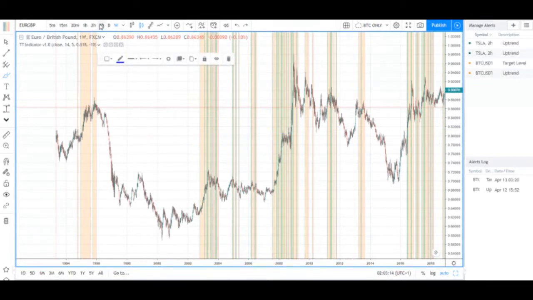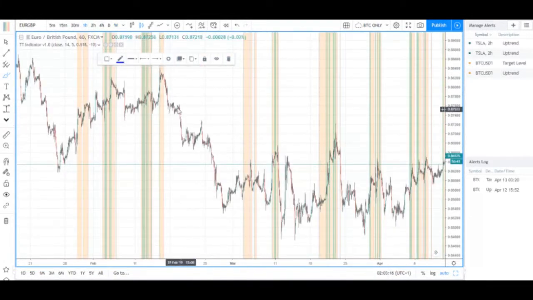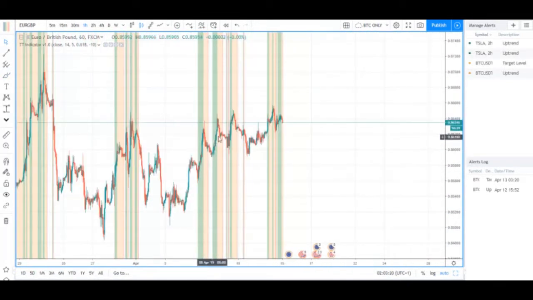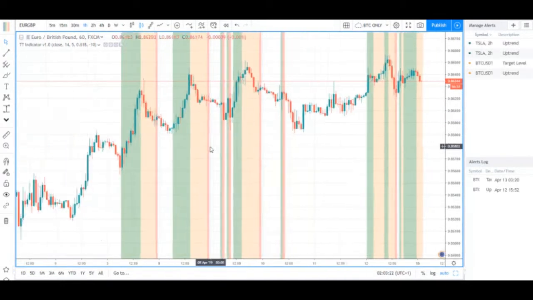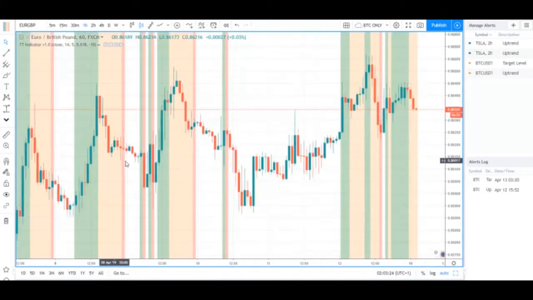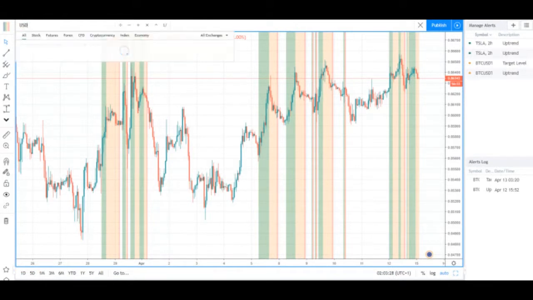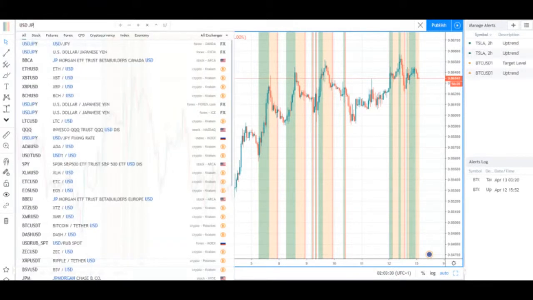Okay, money, fiat currency, euro against the pound. Are we still on weekly? Let's jump to hourly. Now you're getting a lot more signals here. But as you can see, it's playing out exactly as it should.